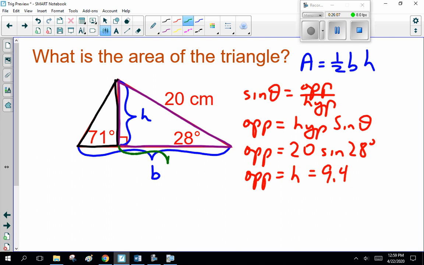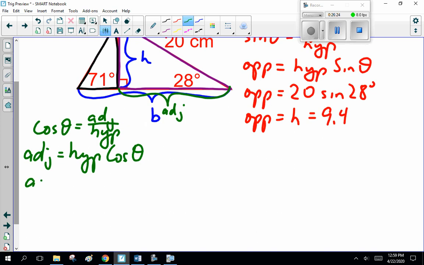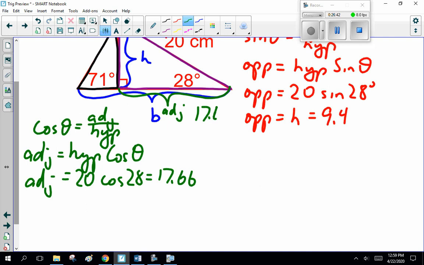Now, adjacent side. Cosine theta is adjacent over hypotenuse, so adjacent equals hypotenuse times cos theta. Adjacent is 20 cos 28, which is 17.658, 17.66. So this is 17.66.